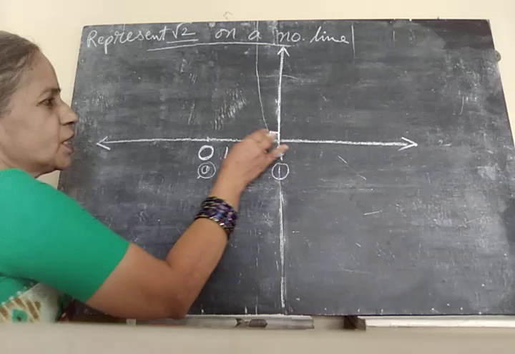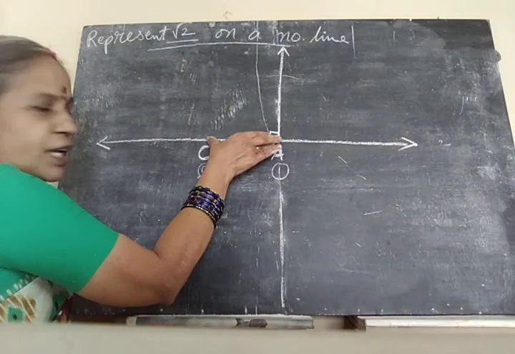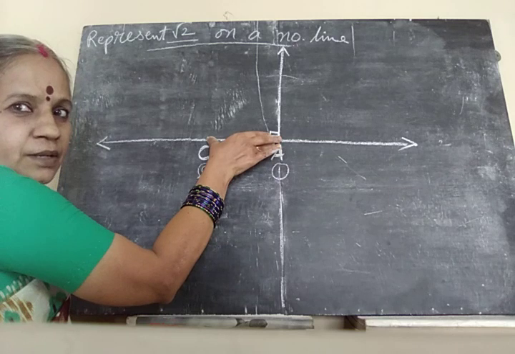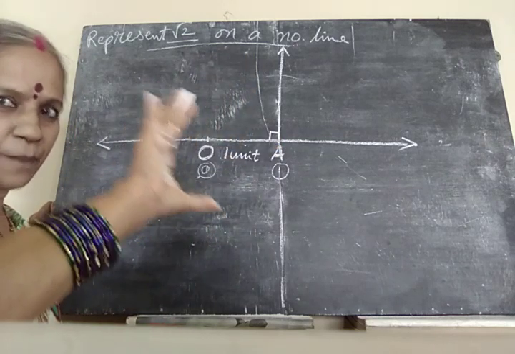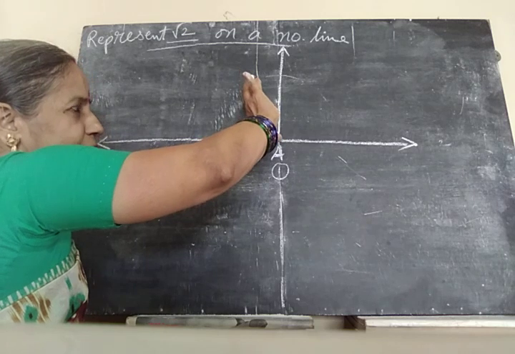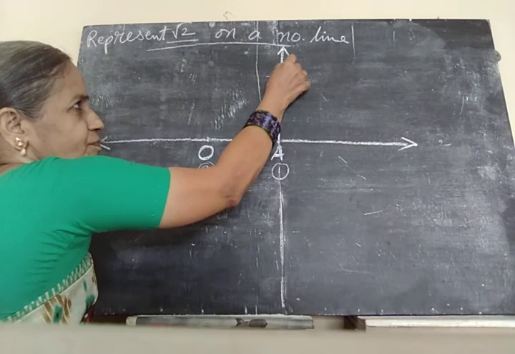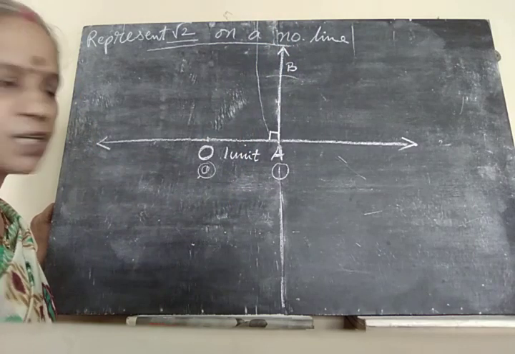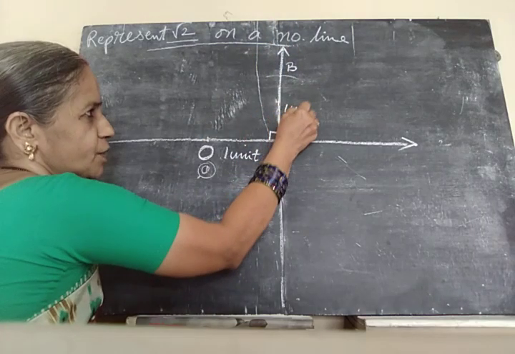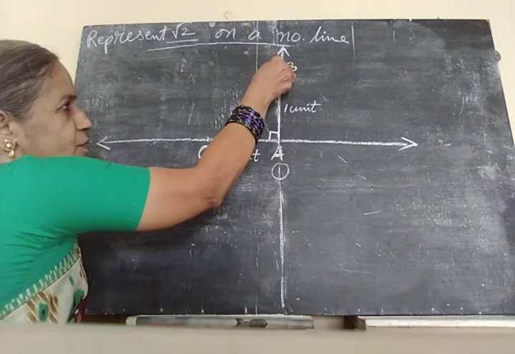Understood, children? Take 1 unit. This is 1 unit OA. Take 1 unit as radius with your compass, draw an arc and cut the ray at B. Let it be B. Understood? This is how much? 1 unit. Now, join OB.